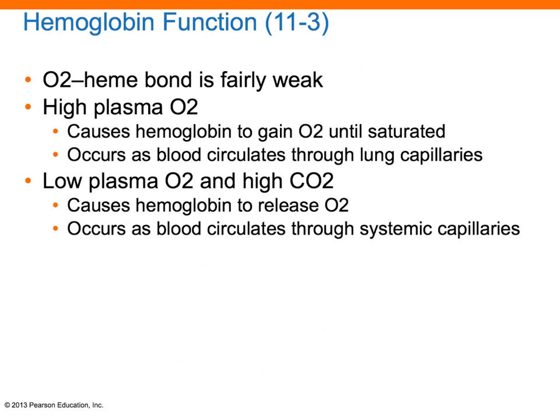So once again, when the hemoglobin encounters an area where there is high oxygen, it's going to get loaded up with oxygen, and as it travels throughout the body, when that hemoglobin comes into contact with low oxygen and high CO2, the hemoglobin is going to release that oxygen that it picked up previously. And it also picks up the carbon dioxide and takes it back to the lungs.